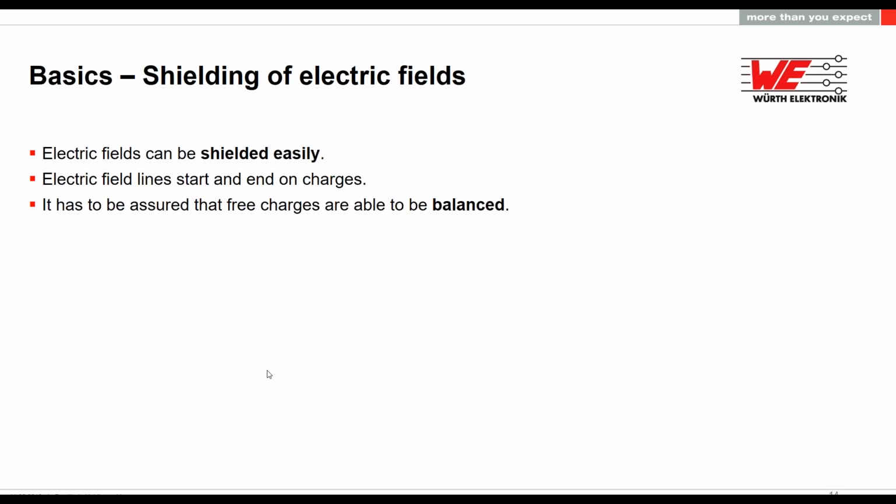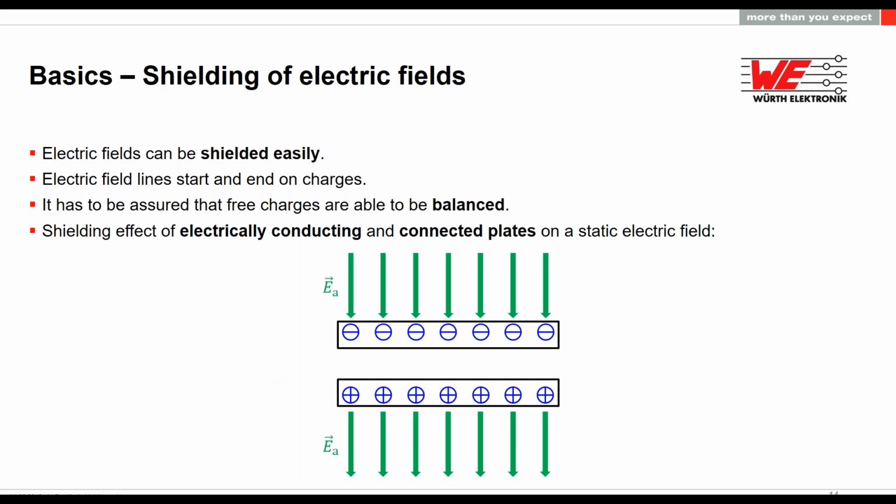It's really easy to shield electric fields. Normally, electric fields can start and end on charges. So basically, when we have two metal surfaces, one close to the other, we have a difference of potential, and we need to isolate these two surfaces.